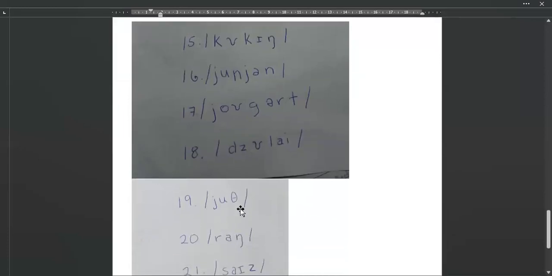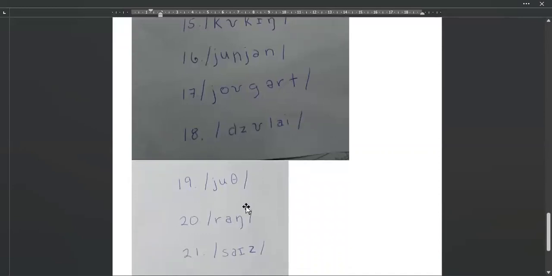This one was youth. A lot of words and a lot of letters in that word, but very few sounds. So youth.